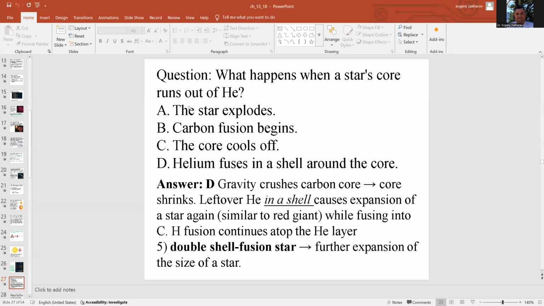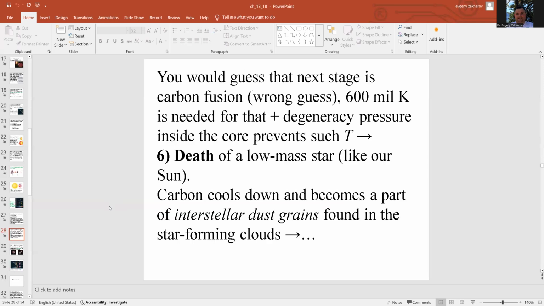So if you run out of helium for a low mass star, that's pretty much the end because gravity crushes the carbon core, it shrinks even further, and then you got the double shell fusion star for a brief amount of time, and eventually the core collapses under the strong grip of gravity, and the star goes into what we call the planetary nebula.